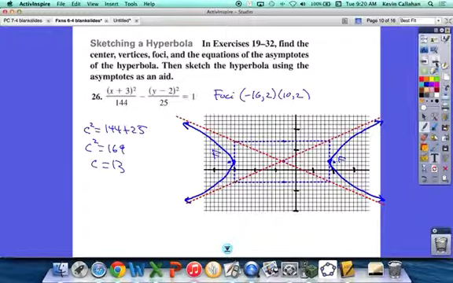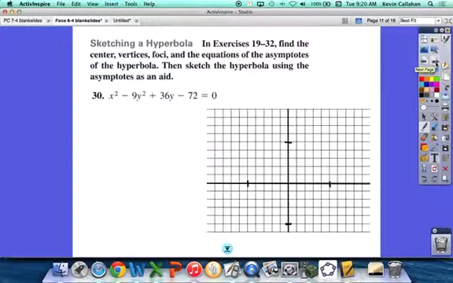Right, which leads us to, what if it's not in the standard form? Then what do you have to do? Complete the square. So this one, we only have to complete the square once, right? Because there's a y to the first term, but there's not an x to the first term. So actually the x's we don't have to complete the square on. So let's just do this.